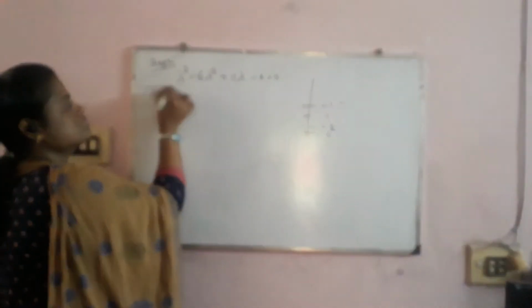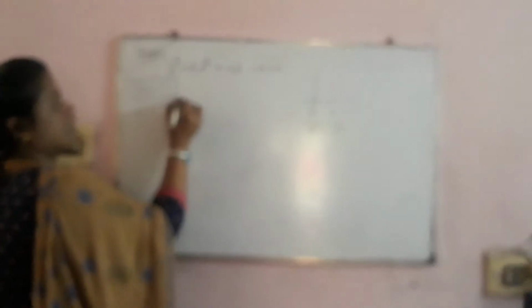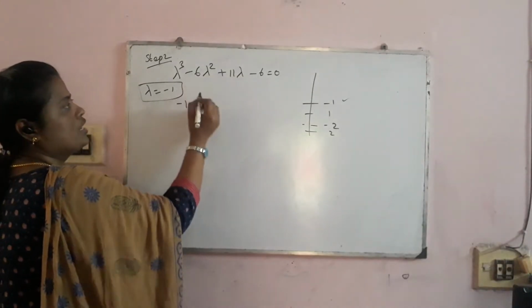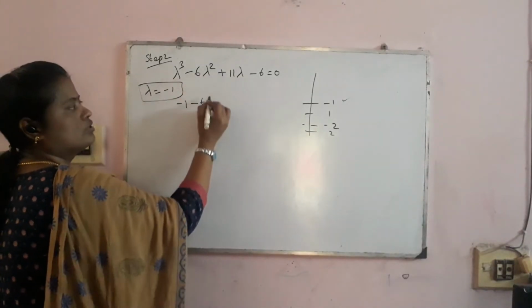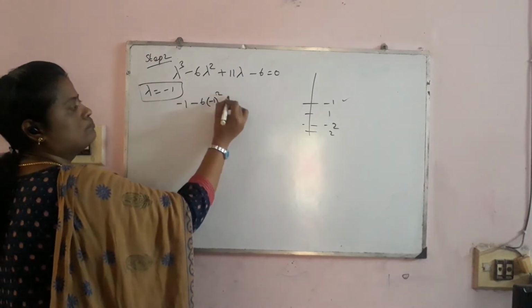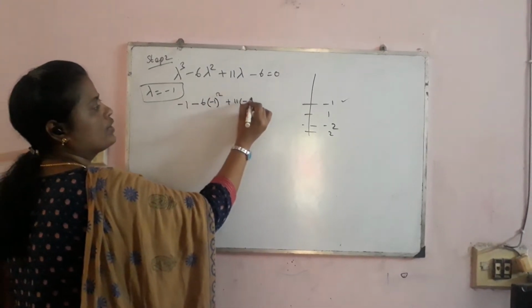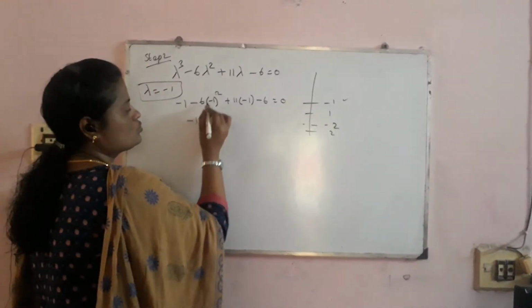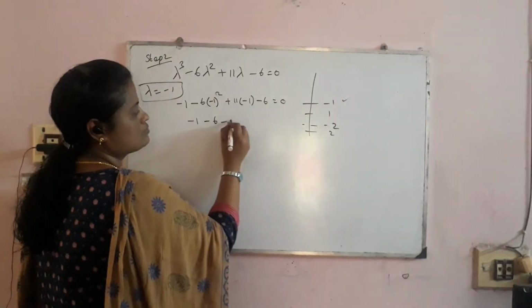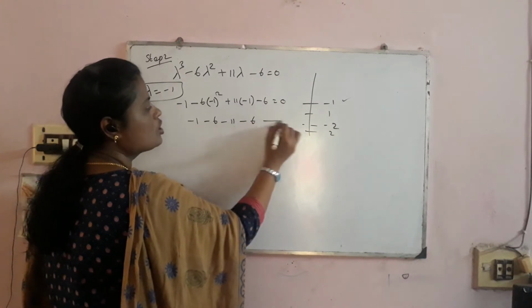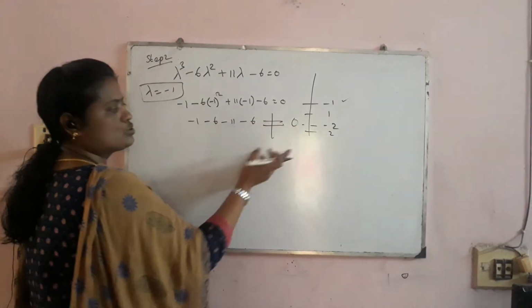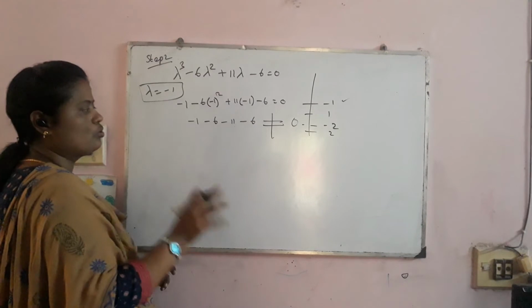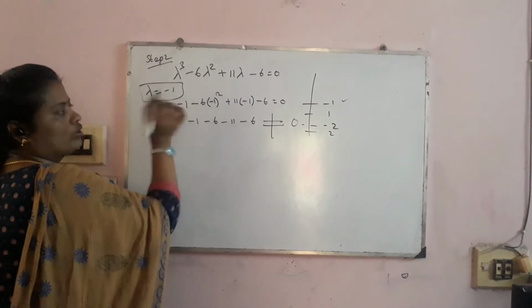If you select lambda equal to -1, then -1 cube is minus 1, and 6 into -1 square, plus 11 into -1, minus 6 equal to 0. So this is -1, this is -6, this is -11, this is -6. Obviously, this is not equal to 0. The left side is not equal to 0. So, therefore, this is not a root.